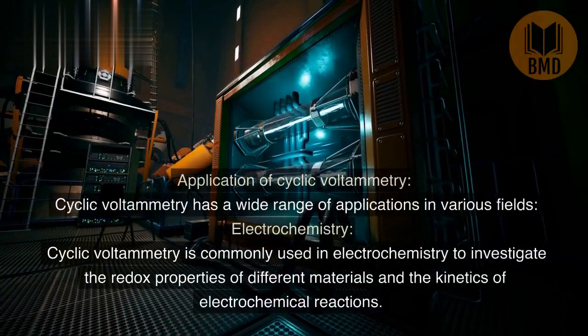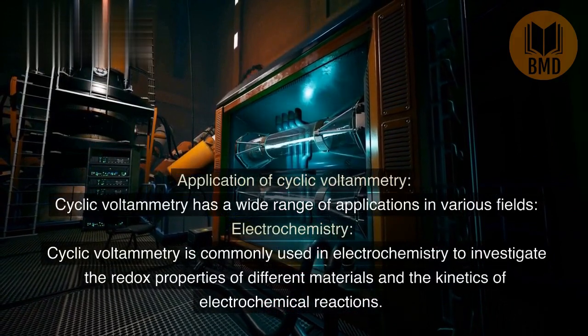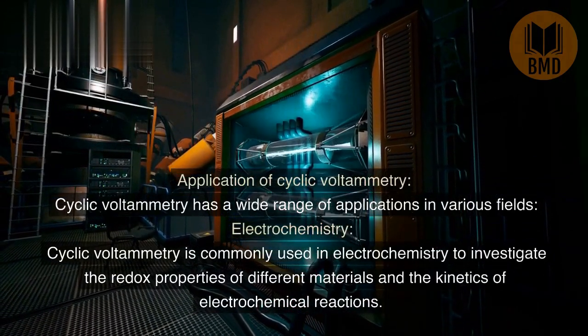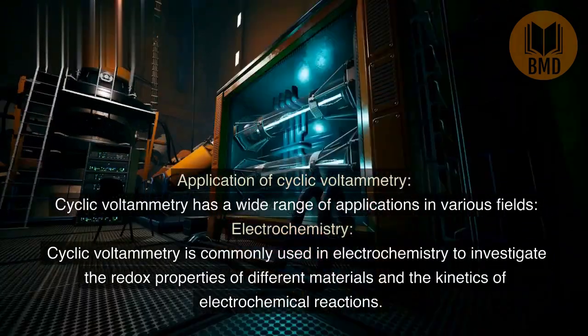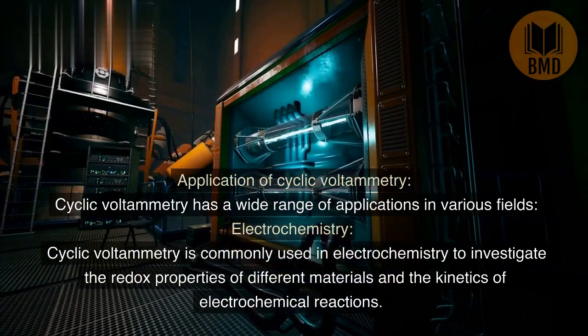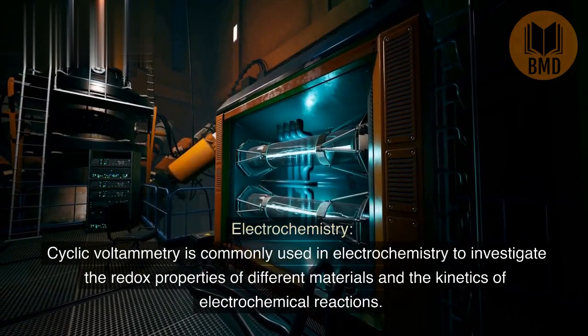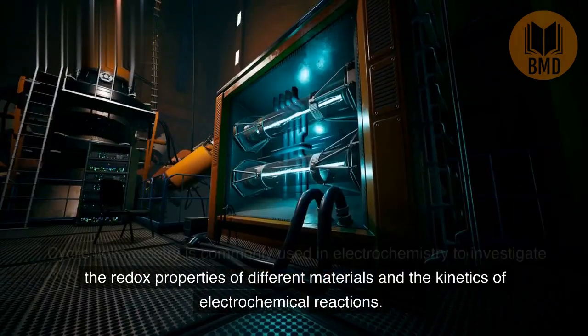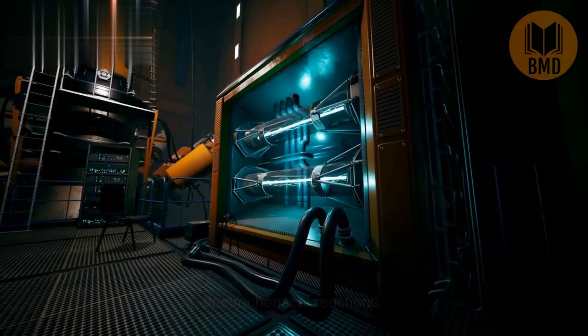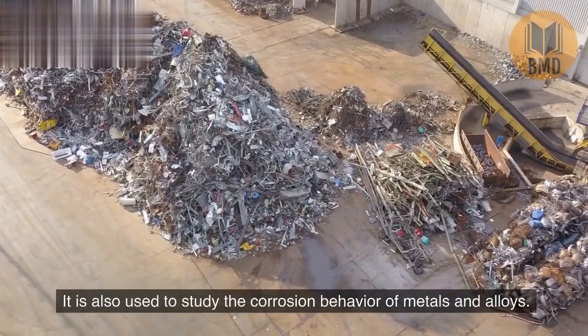Application of cyclic voltammetry. Cyclic voltammetry has a wide range of applications in various fields. Electrochemistry. Cyclic voltammetry is commonly used in electrochemistry to investigate the redox properties of different materials and the kinetics of electrochemical reactions. It is also used to study the corrosion behavior of metals and alloys.